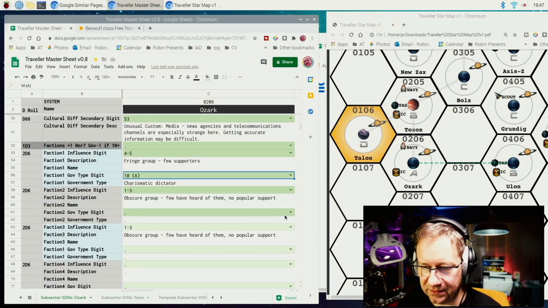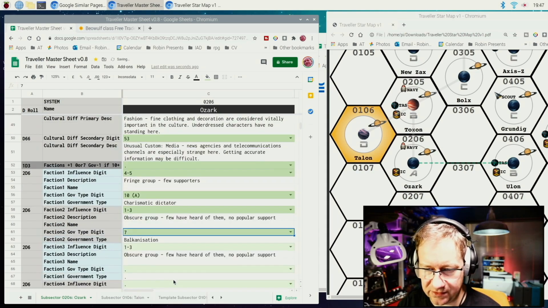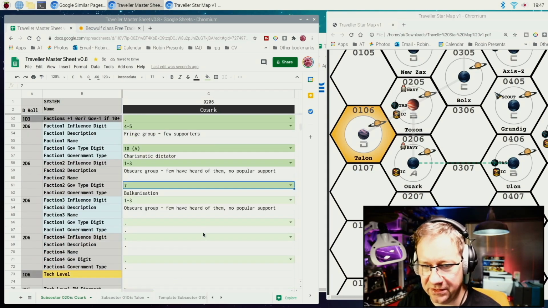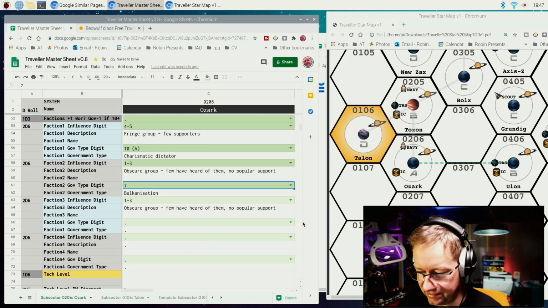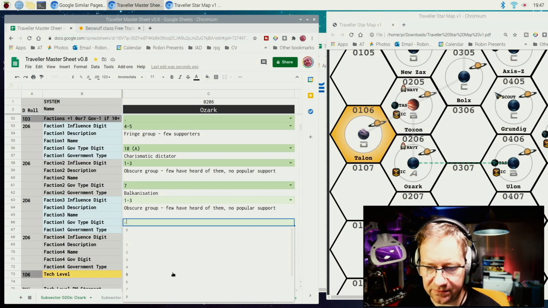What was the second one? 7, I think. What was it? 6, 7. It's terrible. I'll take that anyway. It's such a small and obscure group anyway. And the last one was a 5. I know that for sure. Government digit type 5. Feudal.